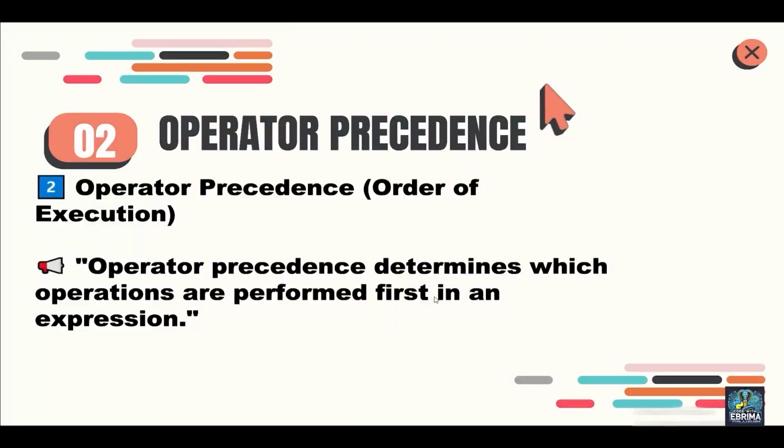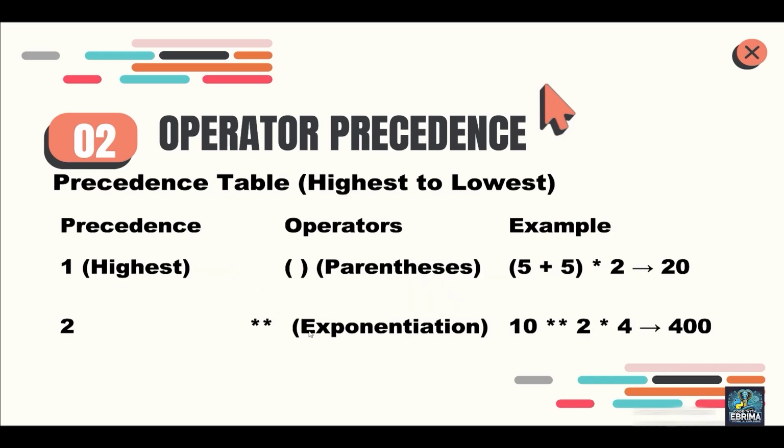Now we are going to take a closer look at operator precedence, that is the order of execution. Operator precedence determines which operations are performed first in an expression. So let us take a closer look at the precedence table, from the highest to the lowest.